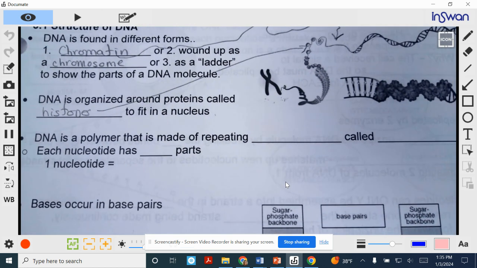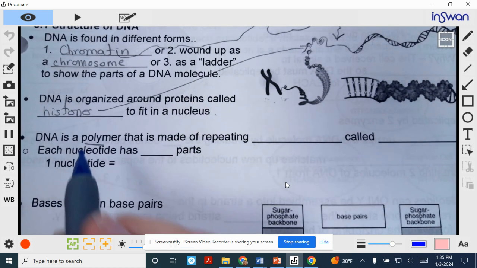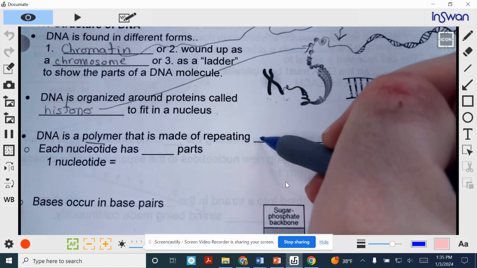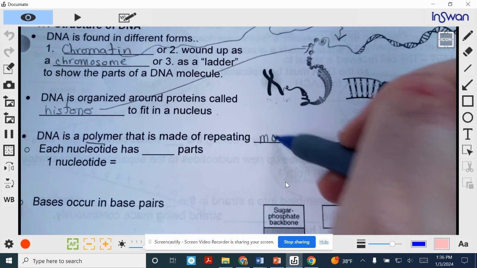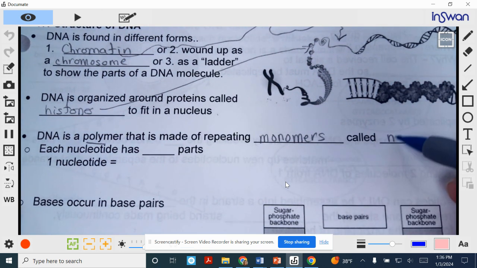Now, DNA is a polymer. Poly means many. So that means it's made of many small molecules bonded together, strung together. We've already talked about that. Those small subunits that are repeated over and over again are called monomers. So nucleic acids are made of monomers called nucleotides. That is a review from the biochemistry unit.